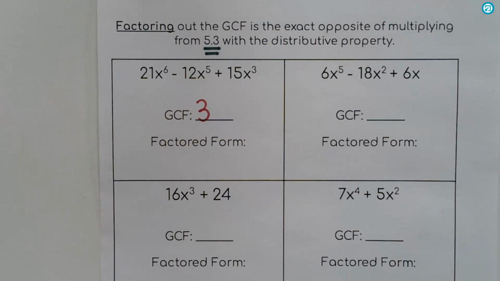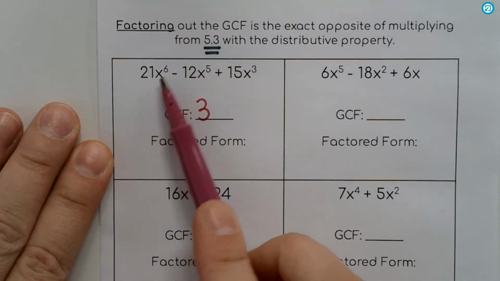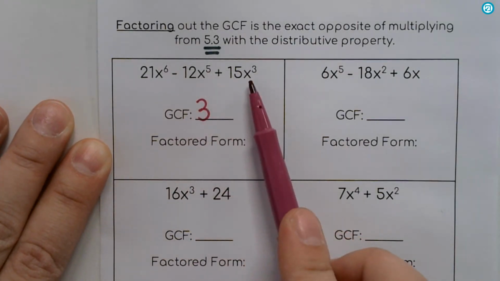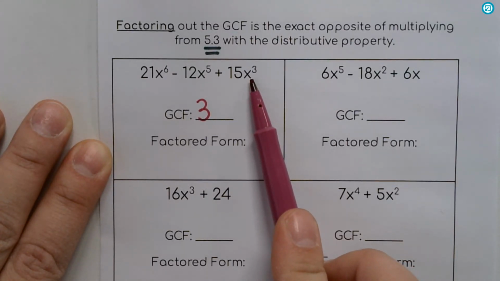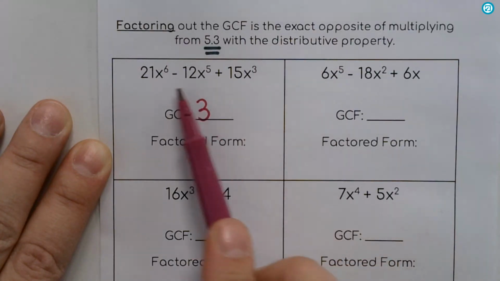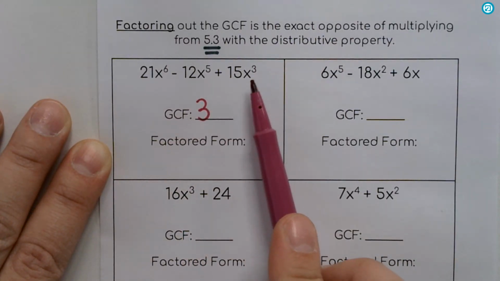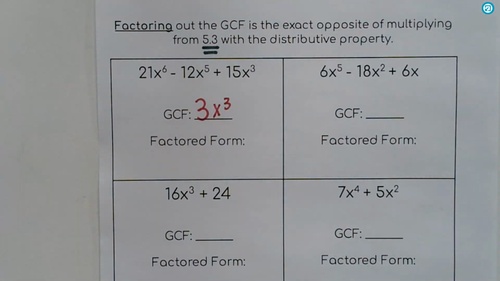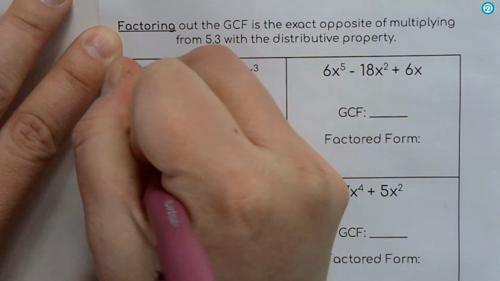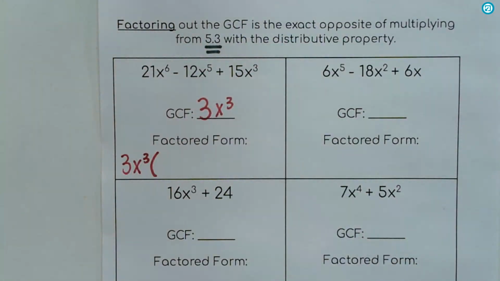Then I need to figure out how many x's I can take. I've got x to the 6th here, x to the 5th here, and x to the 3rd here. You're always going to be able to take however many x's the term with the least has. Since our polynomials are always in standard form, that's always going to be at the end. So this is going to be 3x to the 3rd for our GCF. Then we take that 3x to the 3rd, write it down in front of a set of parentheses, and divide everything by 3x to the 3rd.